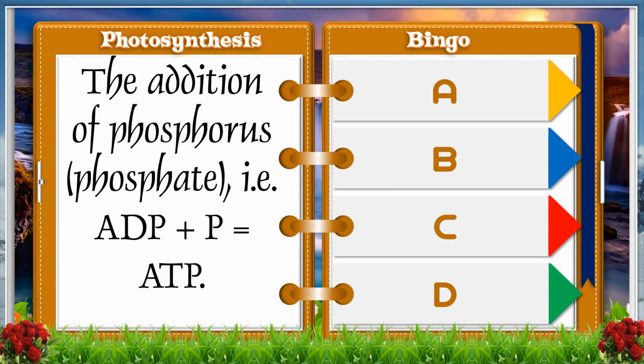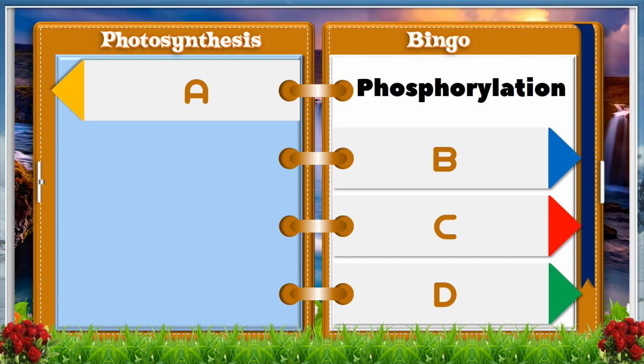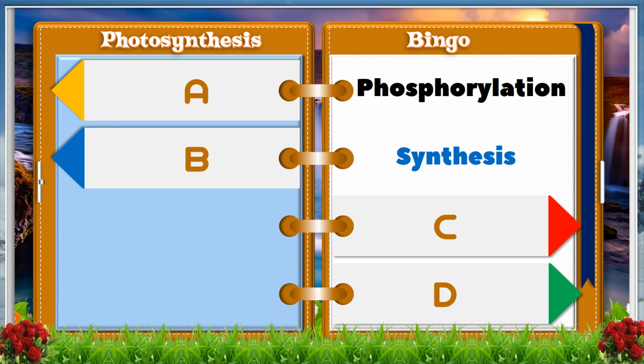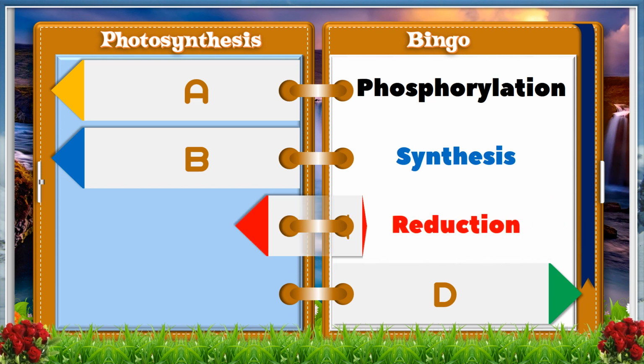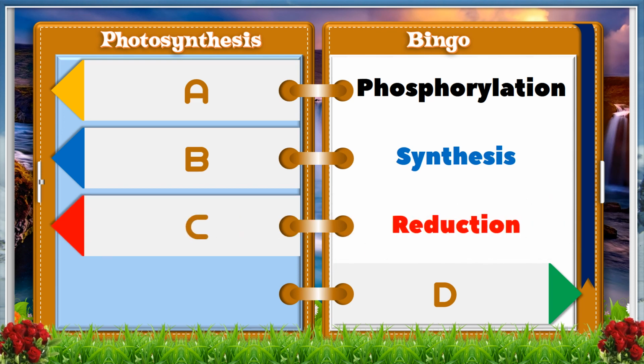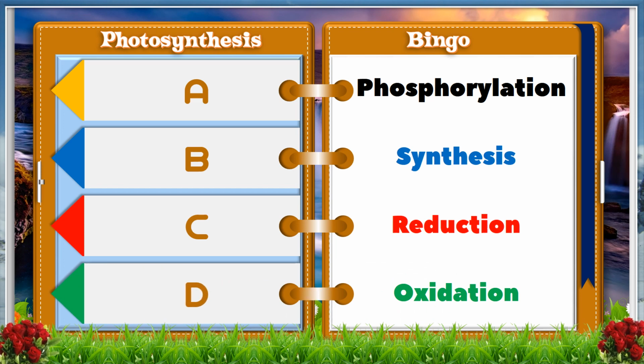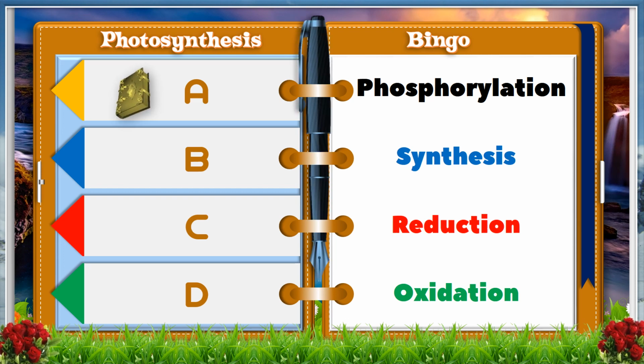The addition of phosphorus, i.e. ADP plus P, equals ATP. A. Phosphorylation. B. Synthesis. C. Reduction. D. Oxidation. And the answer is A. Phosphorylation.